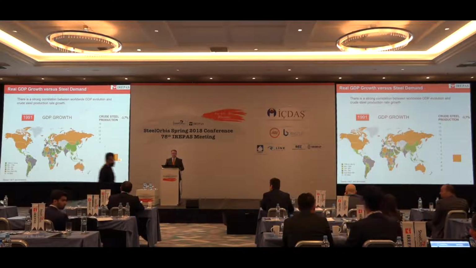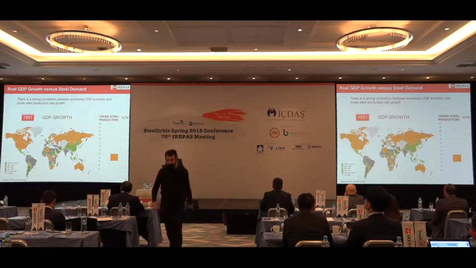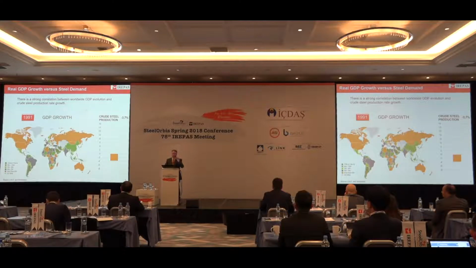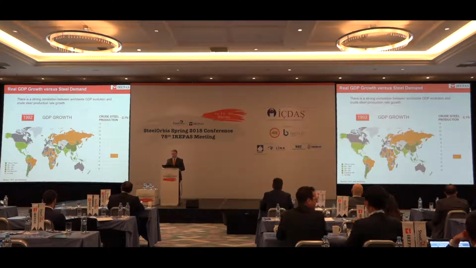So taking into account that the picture in 1991 was mainly orange, or with an important quantity of orange countries, you can realize that the crude steel production that year decreased 3.7%. The next year, the situation slightly improved with some economies slightly recovering, like the States, and then the crude steel production growth rate was only minus 2.1%.